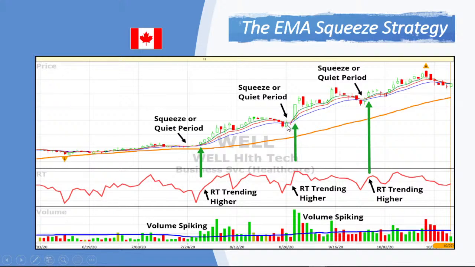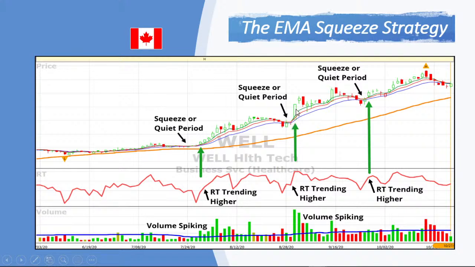I'm not sure. Actually, you know what? I am sure. The 5 never closed below both the 8 and the 13 here. So you could have stayed in the trade. Okay? You had another opportunity to buy more of it, or this might have been your first entry if you didn't take it back here. So there's your squeeze, there's your quiet period, little short-term pullback within an intermediate term uptrend.